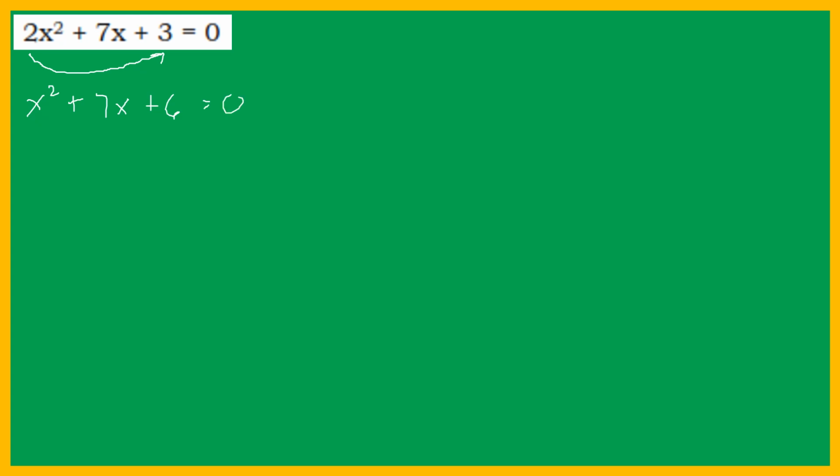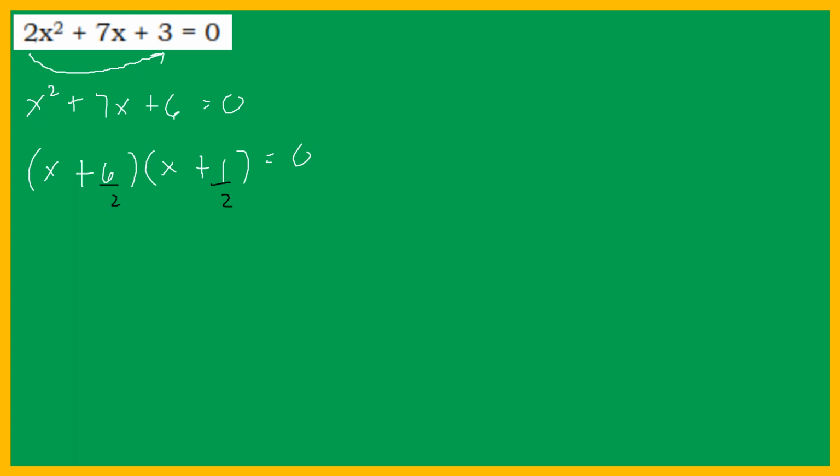And then, pwede na tayong mag-factor. So, factoring, we have x and x. And then, yung factor ng 6 na pag pinag-add natin, ang magiging sagot ay 7. So, that would be plus 6 and plus 1. And then, since gumamit tayo ng slide and divide, kailangan nating i-divide yung constant ng factor by 2. So, di-divide lang natin siya 2, and then this one is 2. Okay?